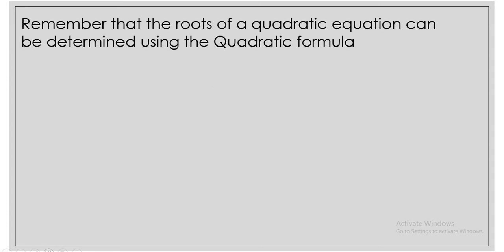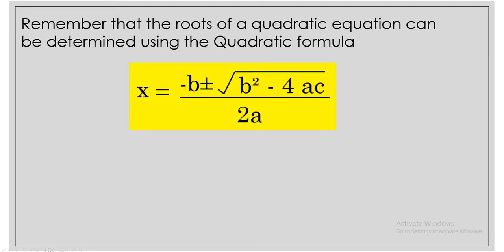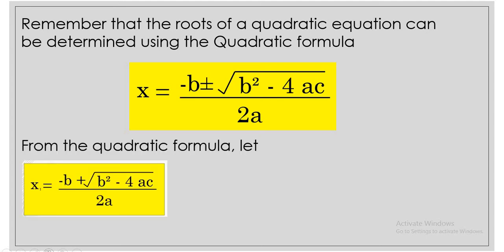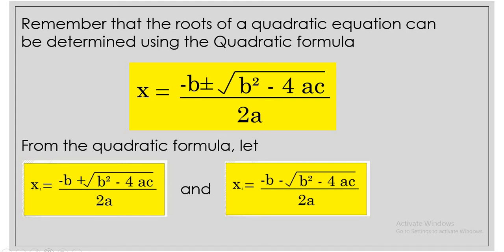Remember that the roots of a quadratic equation can be determined using the quadratic formula: x is equal to negative b plus or minus the radical of b squared minus 4ac, all over 2a. From the quadratic formula, let x sub 1 is equal to negative b plus the radical of b squared minus 4ac all over 2a, and x sub 2 is equal to negative b minus the radical of b squared minus 4ac all over 2a be the roots.